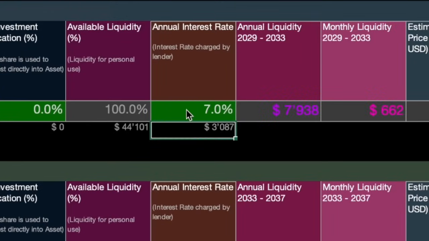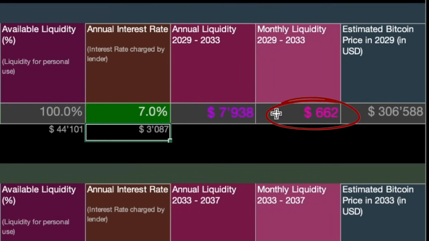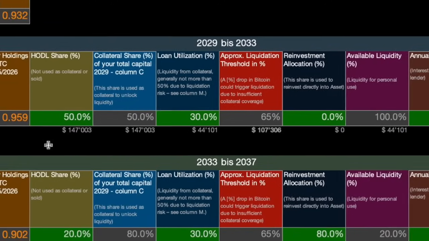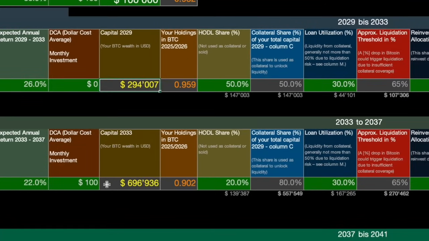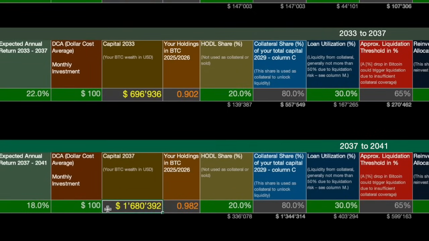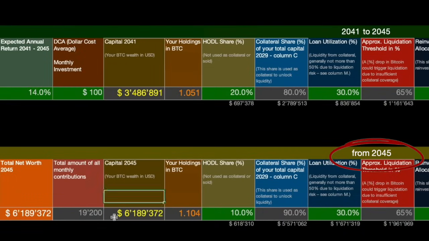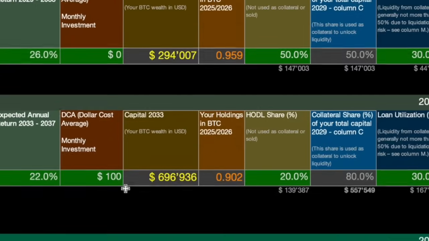The calculator automatically deducts interest payments from your liquidity and transparently shows how much net income is available to you annually and monthly. At the end of each cycle, the calculator shows a potential Bitcoin price based on your return assumptions, helpful for evaluating your strategy. And of course, you can always see your total capital, including reinvestments, loans, and savings contributions. This lets you plan all the way through to 2045, testing different scenarios, all without ever needing to sell your Bitcoin.